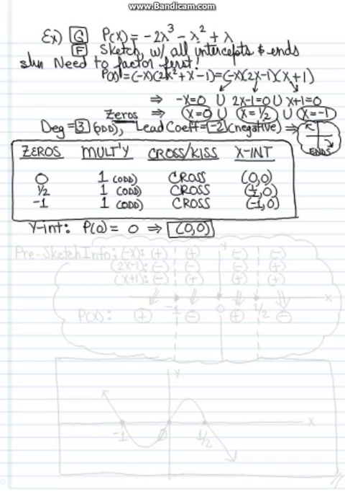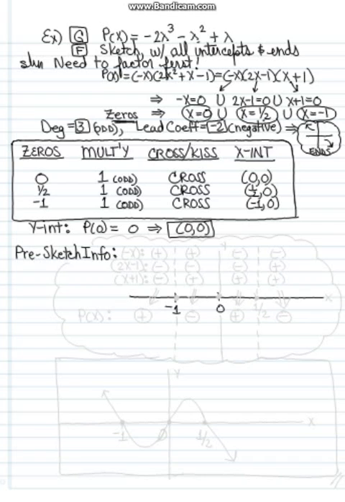Now we're going to do a pre-sketch info. We're going to find out the behavior on the left and right side immediately of each of the roots. And we'll do this with our sign graph. We're going to draw the x-axis and each of the roots.